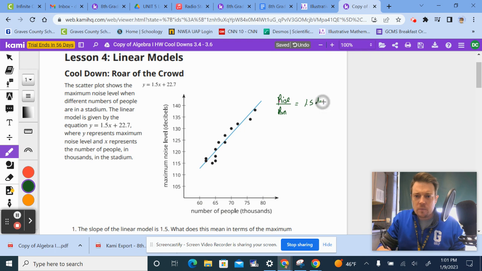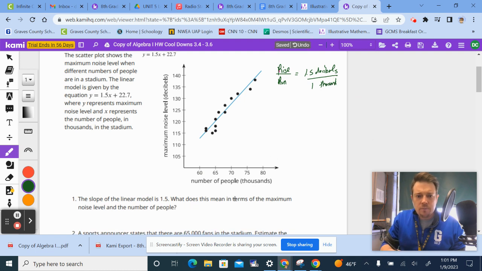decibels changing positively per thousand people, per 1,000. It's a unit rate of change. And so what does this mean in terms of the maximum noise level? It means every thousand people will increase max decibel level by 1.5. That's all that means.